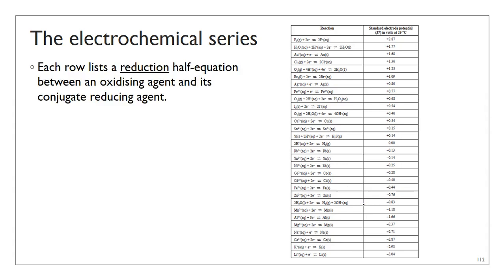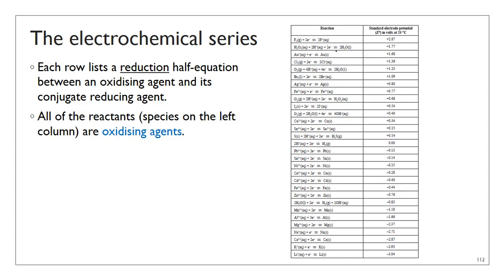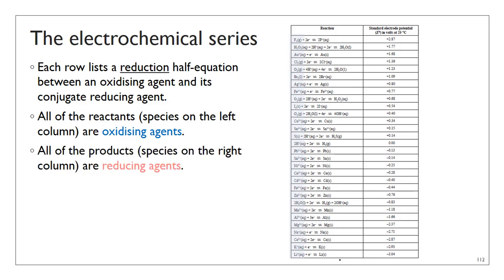So in terms of the features of the series, the first one, which I already mentioned, is that each row lists a reduction half equation between an oxidizing agent and its conjugate reducing agent. So all the species on the left side of the equation would be oxidizing agents. So everything in blue here would be oxidizing agents, and all of the products, or all of the species on the right column, would be reducing agents. So everything on the left is oxidizing agent and everything on the right would be reducing agent.